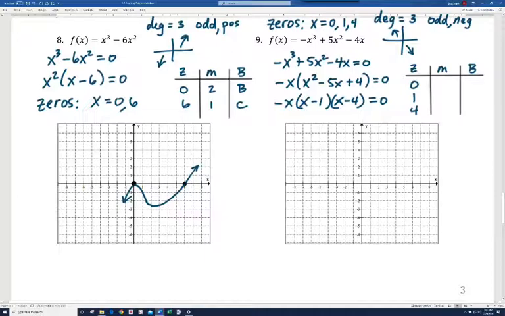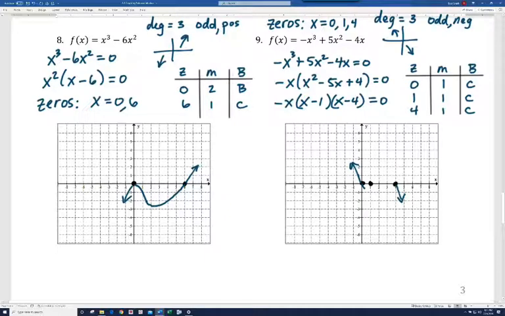Put in our zeros. Each of these is going to have a multiplicity of 1, which means we're going to cross at each of our x-intercepts. So let's go ahead and put in our x-intercepts and the end behavior. And we're going to cross at each intercept. So we're going to cross.